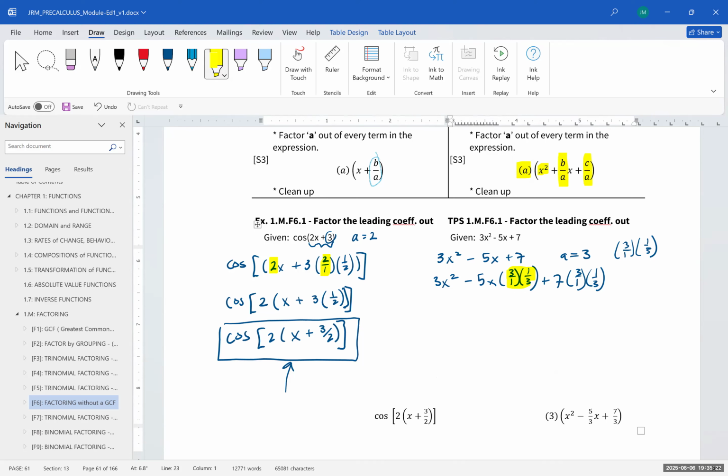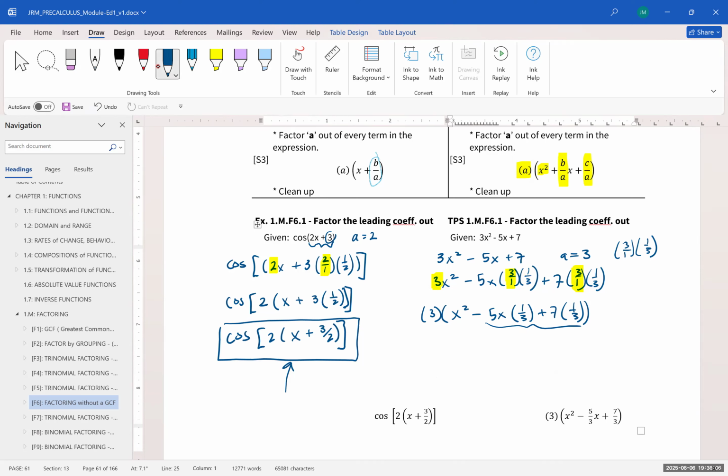Remember, these two multiply together, cancel out, and are equal to 1, just like these two. So we're not actually changing the value of our expression just by multiplying these terms by 1. But what we have done is now we've got 3 terms in this expression, and each term now has a greatest common factor that we can factor out. So that 3 can come out, and what we've got left is x squared minus 5x times 1/3 plus 7 times 1/3.